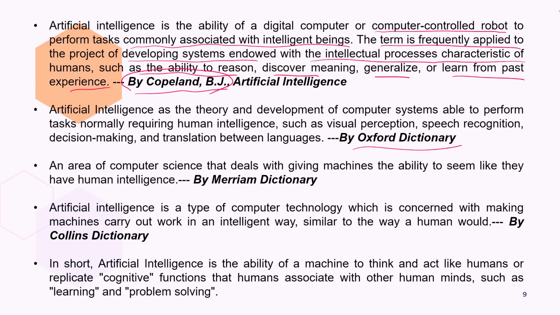In the Oxford Dictionary, it has been defined as the theory and development of computer systems able to perform tasks normally requiring human intelligence, such as visual perception, speech recognition, decision making, and translation between languages. And my dear viewers, every such feature which it possesses, like perception, speech recognition, decision making, translation, or learning from the past, may be used in the legal field for some purposes, and especially for expediting the legal field, which is snail-paced.